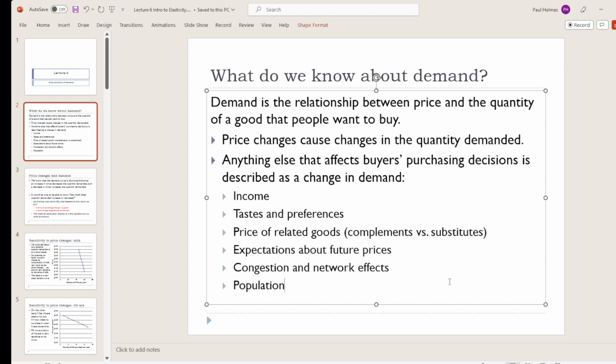So we know a lot about in which direction these changes will take place, but what we don't know for now is anything about how much of a change we're going to get: how steep or shallow the demand curve is, how far we would need to move the demand curve if a change occurred.